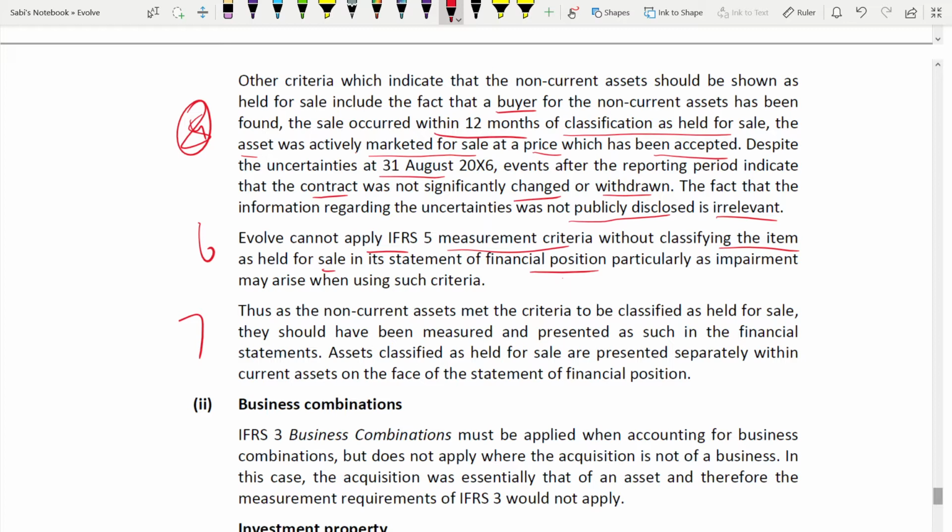So, thus, as the non-current assets met the criteria to be classified as held for sale, they should be measured as well as presented in the financial statements as such. How are you going to present them? Assets held for sale are presented separately within the current assets. Within current assets, they are no longer non-current assets because within 12 months you are going to sell. So within current assets, present them separately on the face of the statement of financial position.